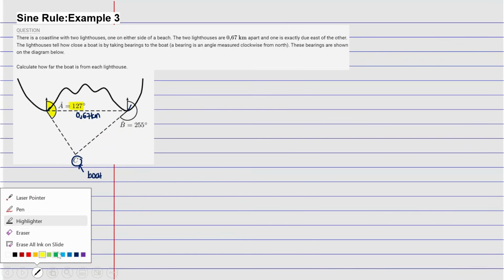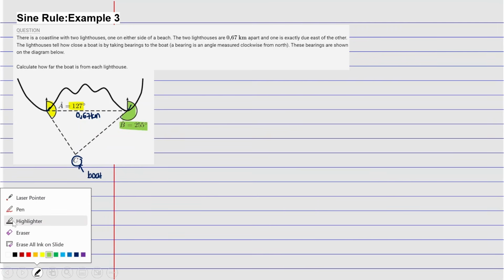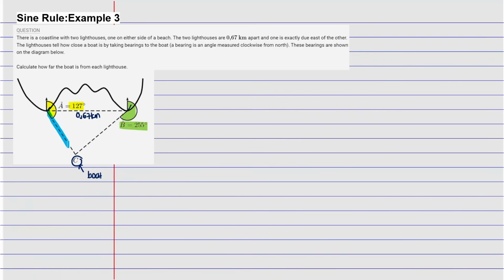So, they also tell us that this angle here, the bearing, is equal to this one, right? Now, to find how far the boat is from each lighthouse, we need to solve for this side, because that is the distance between C and A. Meaning we need to solve for this side, and also this side, right?